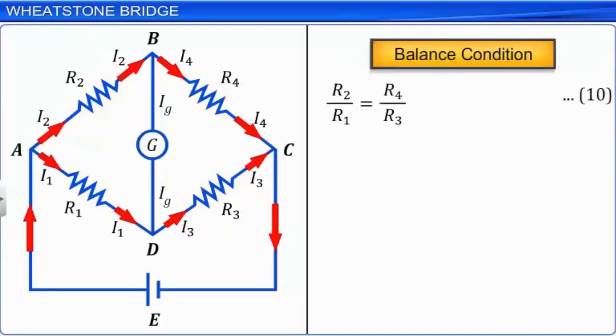Let us assume that R4 is the unknown resistance. R1 and R2 are known resistances. We gradually change the value of R3 till the galvanometer shows null deflection. The bridge now is in balanced condition, and we can apply equation 10. Rearranging the terms in equation 10, we can write R4 is equal to R2 into R3 by R1. Let this be equation 11.